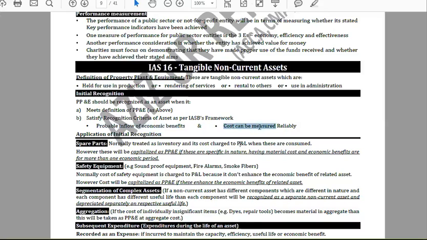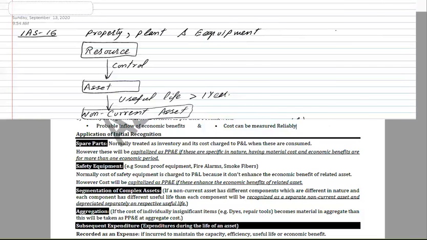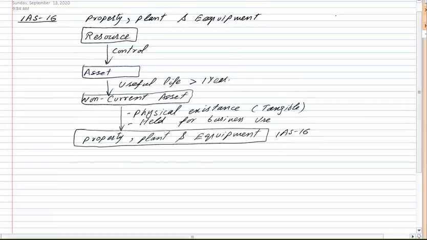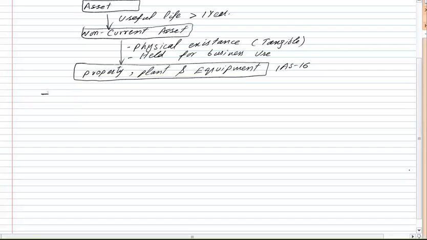Thirdly, cost can be measured reliably. We must be able to measure the cost of this asset. For example, maybe we have purchased this asset, so we have the documents to calculate the cost of this asset, because if we are unable to calculate the cost of this asset, then how is it possible to record this asset? In order to record this asset, we must have the exact cost of this asset. So cost should be measured reliably. So this was the initial recognition.